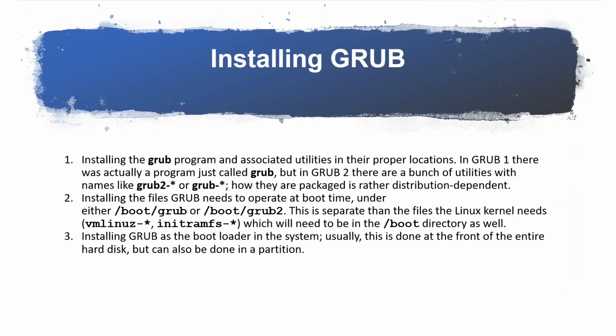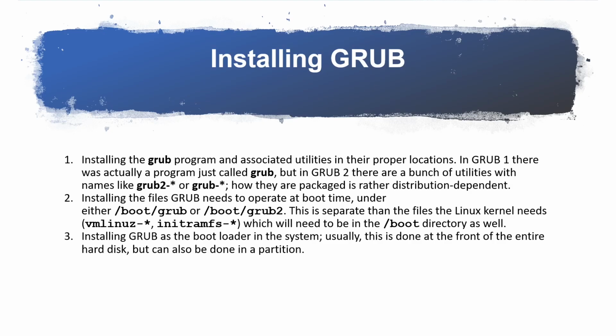Installing GRUB. The word installing can have several different meanings with respect to GRUB. Meaning number one: installing the GRUB program and associated utilities in their proper locations. In GRUB 1, there was actually a program just called grub, but in GRUB 2, there are a bunch of utilities with names like grub2 or grub-*. How they are packaged is rather distribution dependent. Two: installing the files GRUB needs to operate at boot time under either /boot/grub or /boot/grub2.